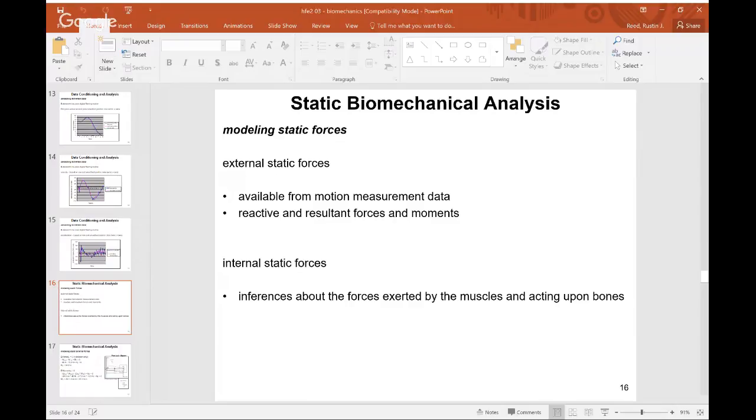Again, we'll walk through this more slowly in class, but this is to give you an idea of how it works.